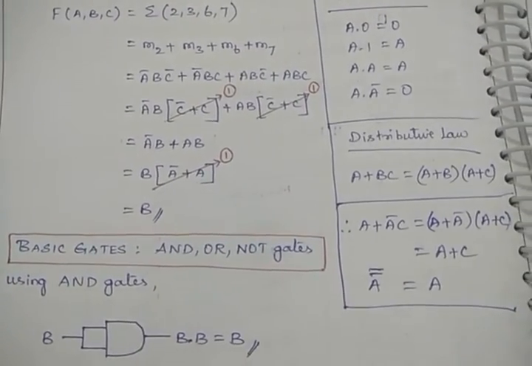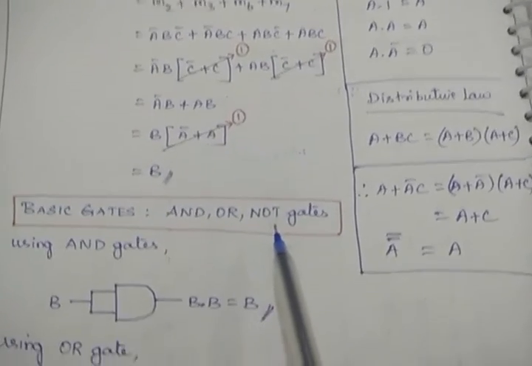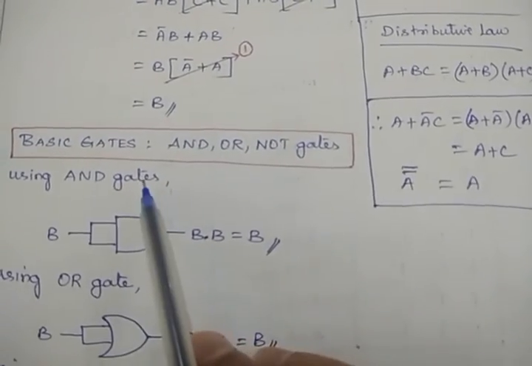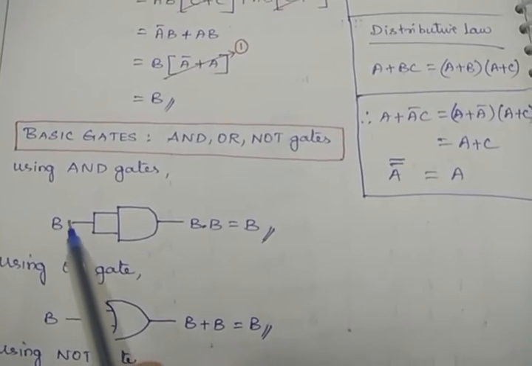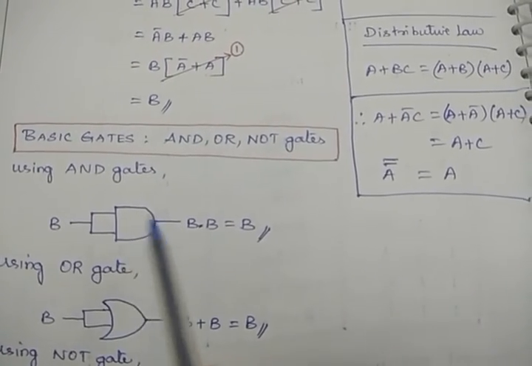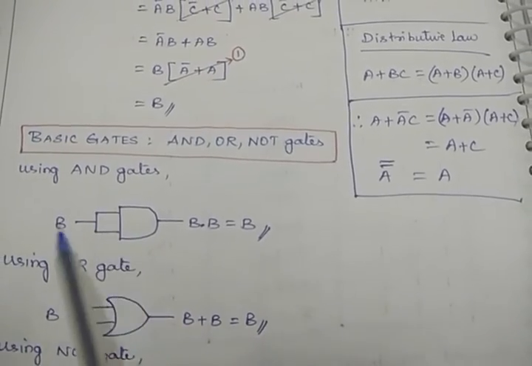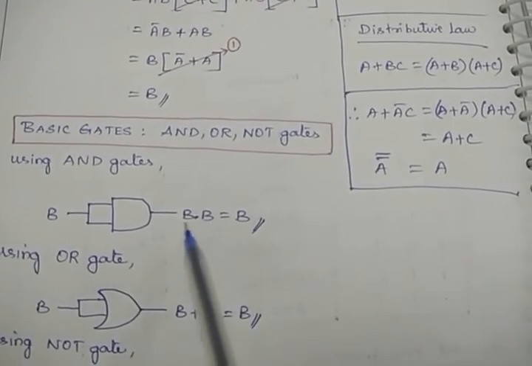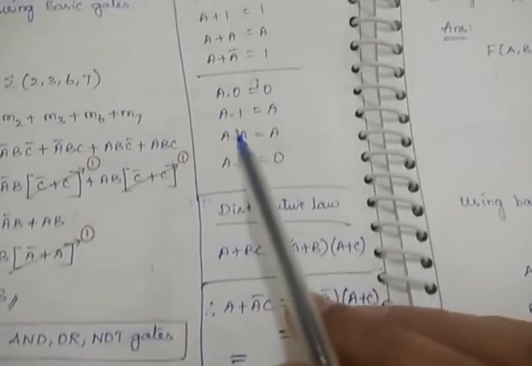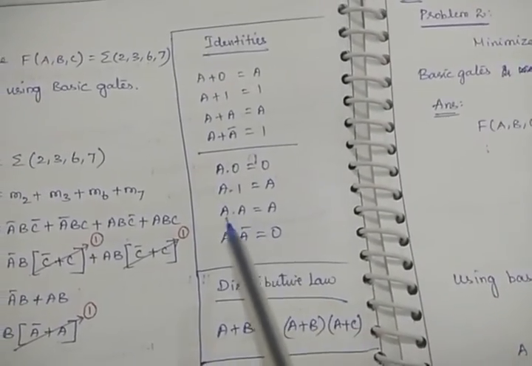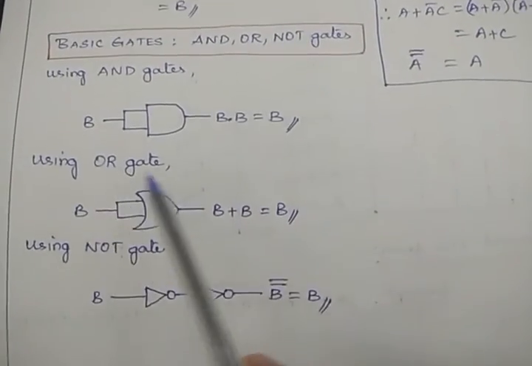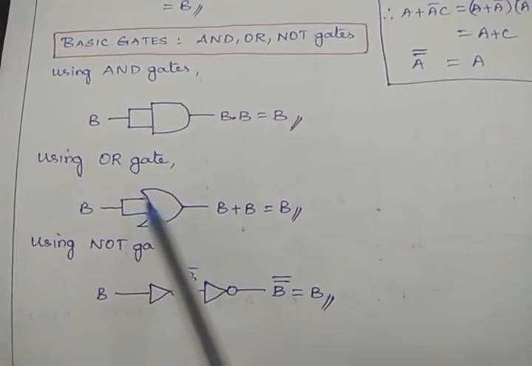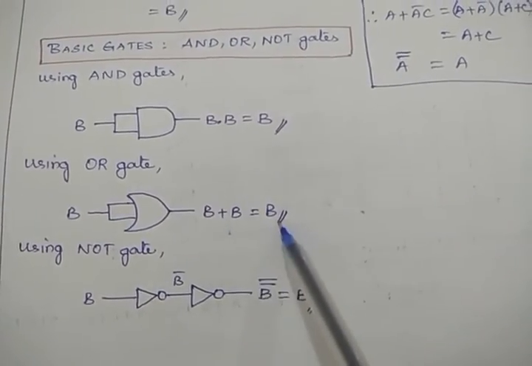gates. Basic gates means AND, OR, NOT, right? Using AND gate we'll see. So only one AND gate, and b we have to give it. Generally AND gate means 2 inputs, so 2 times I am giving the same input. So b dot b equal to b. We already know here b dot b, a dot a equal to a. So b dot b equal to b. And for OR gate, give b plus b plus b equal to b.